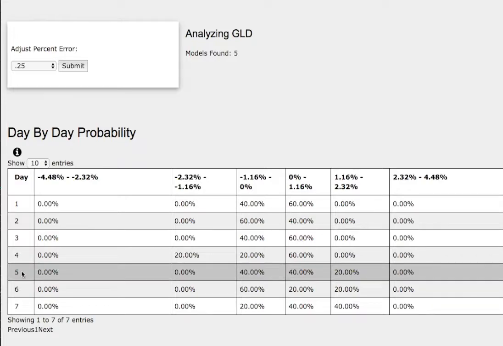As we progress to the 5th day or a week of trading, we have a 40% chance for gold futures to climb between 0 to 1.2%, and for the extreme case to the upside, a 20% chance for it to climb between 1.2% to 2.3%. And to the downside, we have a 40% chance for it to fall between 0 to negative 1.2%.